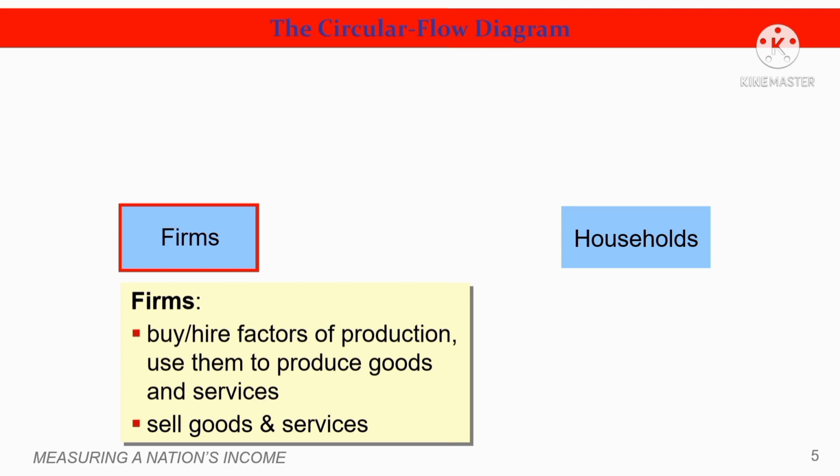Firms, on the other hand, buy or hire factors of production and use them to produce goods and services. And they sell goods and services. Firms are buyers as well as sellers, buyers of the factors of production and sellers of goods and services. Whereas the households are the buyers of goods and services and sellers of the factors of production.